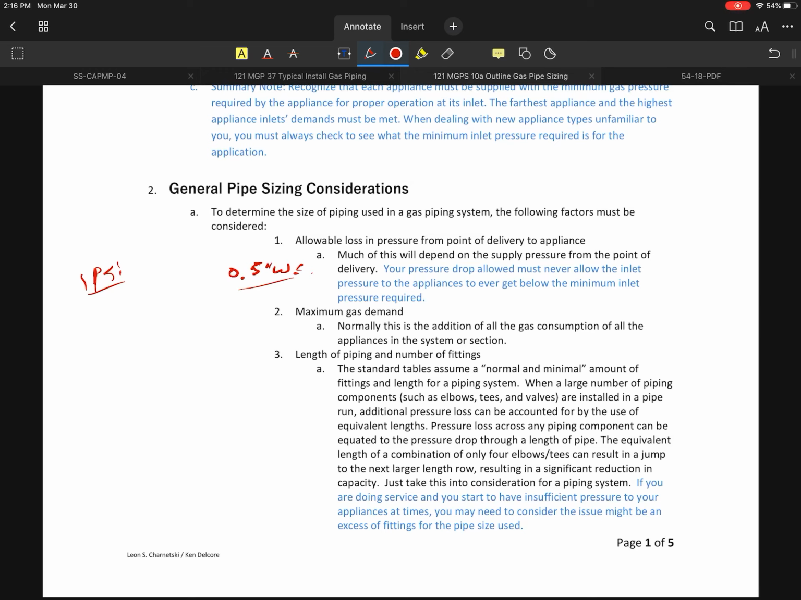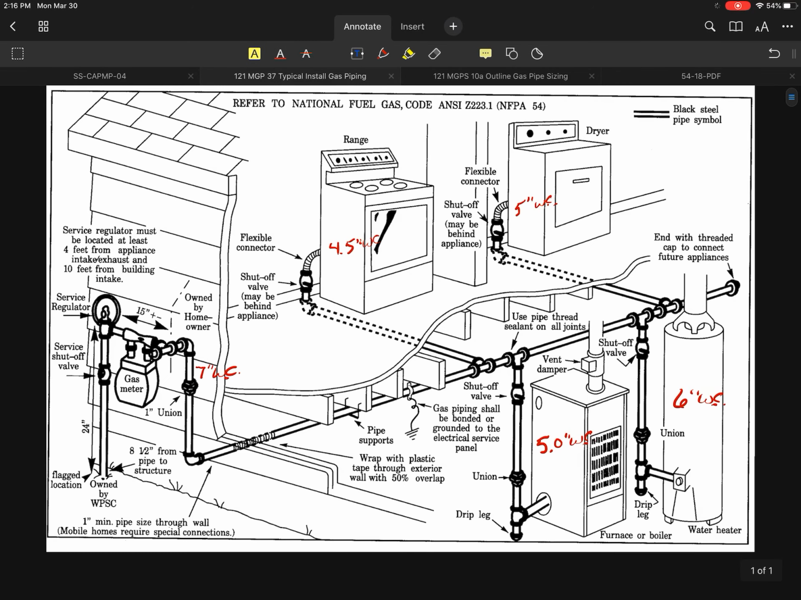But the definitive reason and how we choose to determine the pressure drop is based on what you have for available pressure, from over at the meter all the way until I get to my appliances. Am I going to have enough pressure? And you have to identify that.